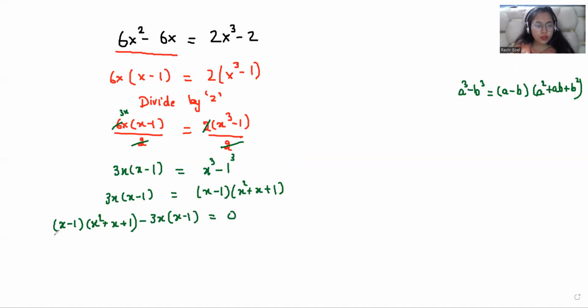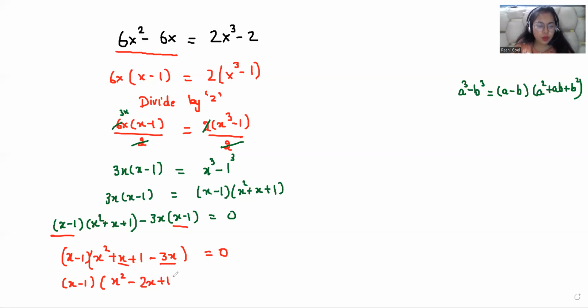Now from both the terms, I can take x − 1 as common. So if I take x − 1 as common, what is left? x² + x + 1 − 3x is equal to 0. So (x − 1)(x² + x − 3x + 1), that is x² − 2x + 1, is equal to 0.